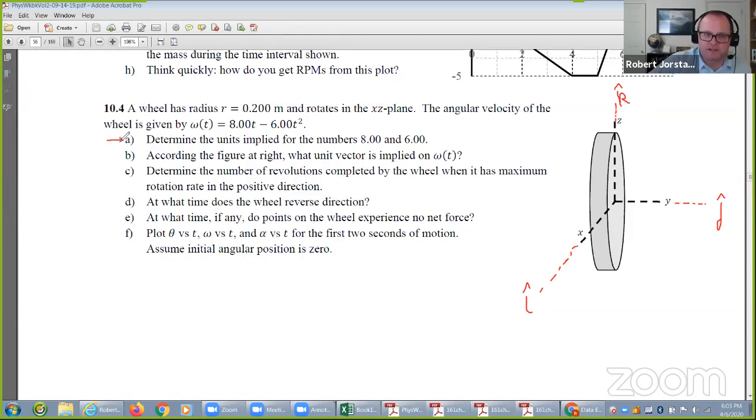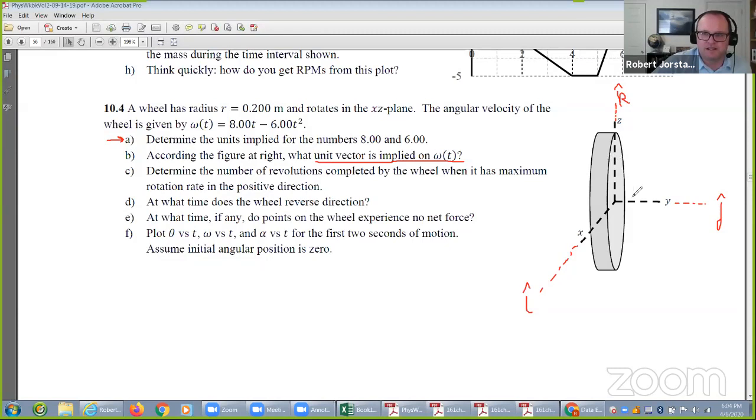So I'm going to skip part A. If you have trouble with it, you can send me a question later. But let's assume you could figure out the units on numbers by this point. And then according to the figure, what unit vector is implied on omega of t?